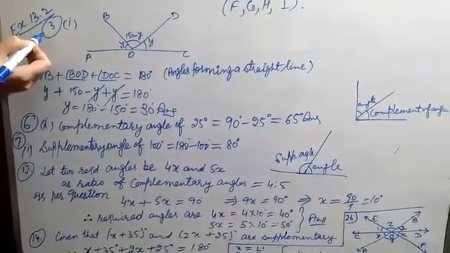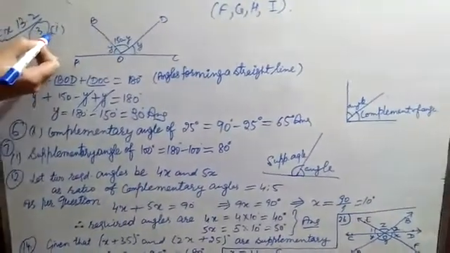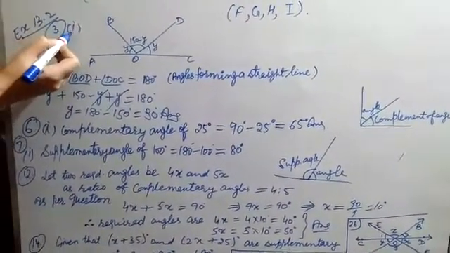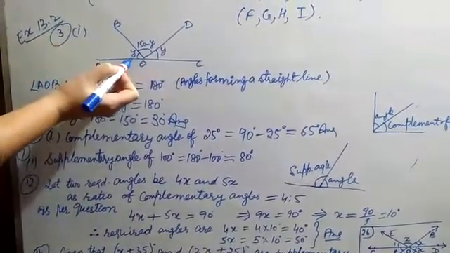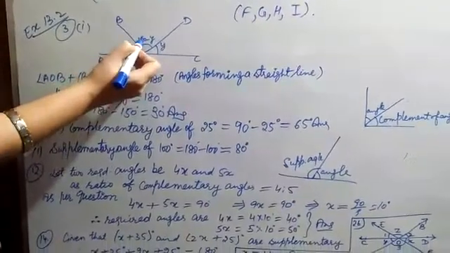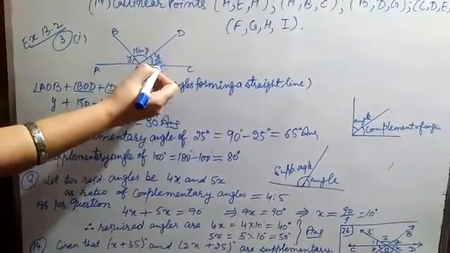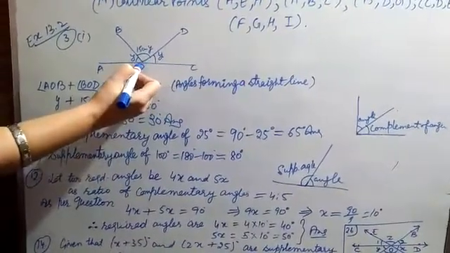Now let us go through a few important sums from exercise 13.2. Here I am going to start with sum number 3, first part. This figure is given and we have to find y. Here three angles we can see: y, 150 minus y, and next is y. We can see when these three angles are joined, they are forming a straight line.